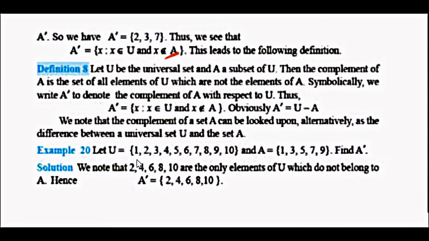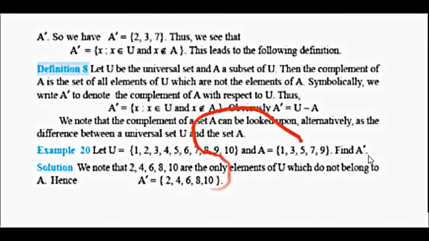Let us take an example. 1 to 10 we have as the universal set. We have A as 1, 3, 5, 7, 9. You just have to remove all the elements of A from U. So 1, 3, 5, 7, 9. Just subtracting. This subtraction will give you A complement. So all you will have is not having A. All this A complement is going to show you is those elements of U that are not in A. That is A complement.